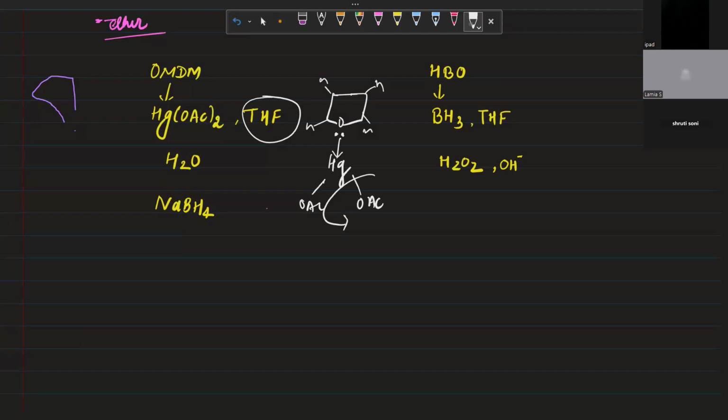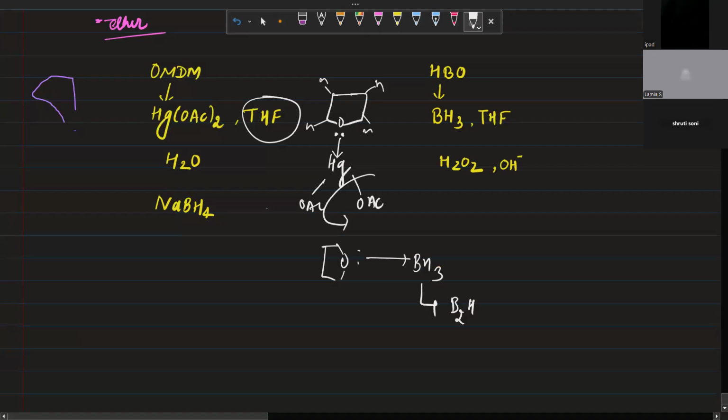Same for BH3. What THF will do, it will stop the BH3 from polymerization, because if BH3 is singly present, it will convert into B2H6, like a polymer. So to stop that polymerization reaction, we use THF.